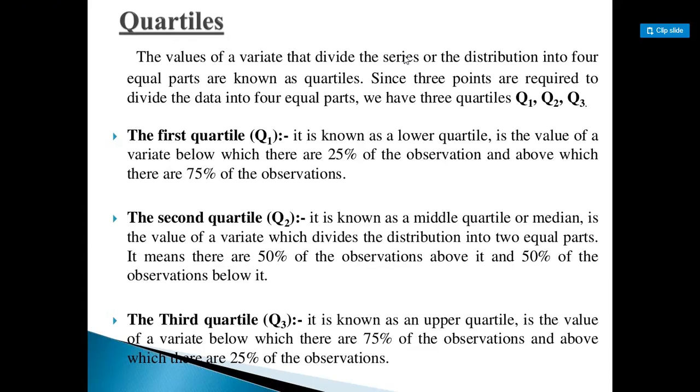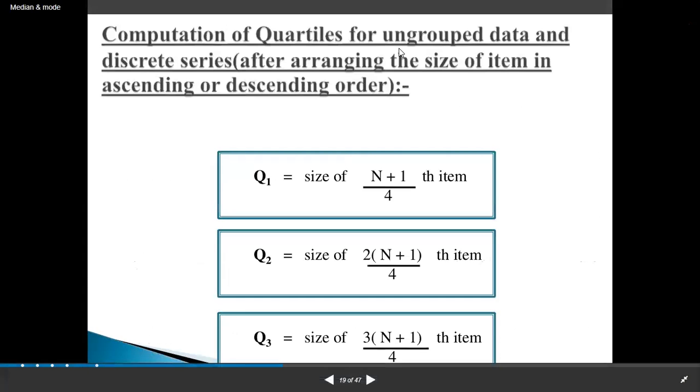Now we will discuss the third quartile. It is also called the upper quartile, denoted by Q3. It is the value of the variable below which there are 75% of the observations and above which there are 25% of the observations. So we will compute the quartiles according to that.